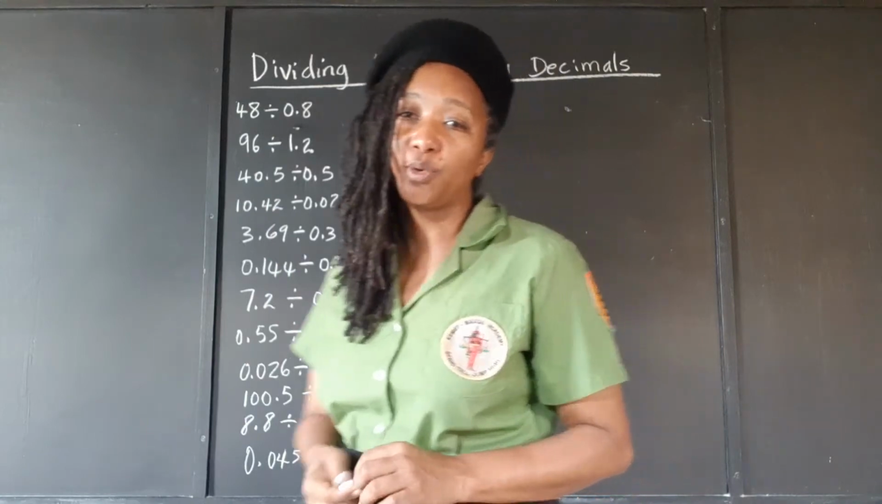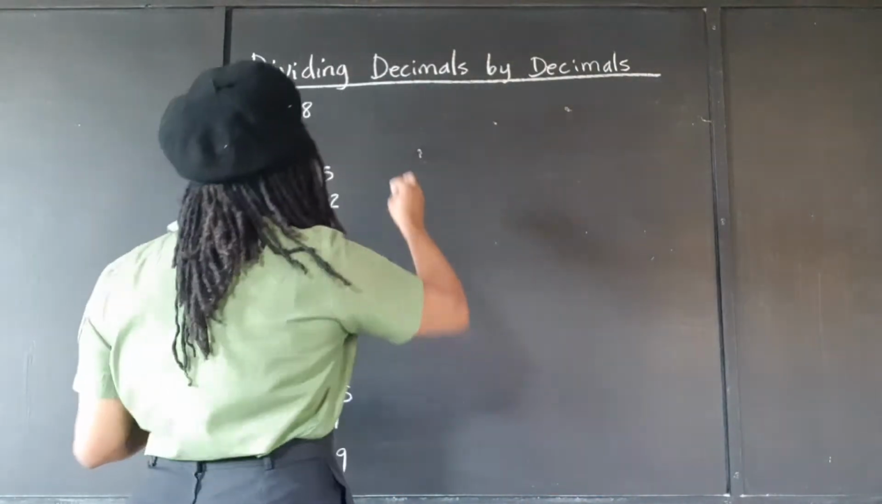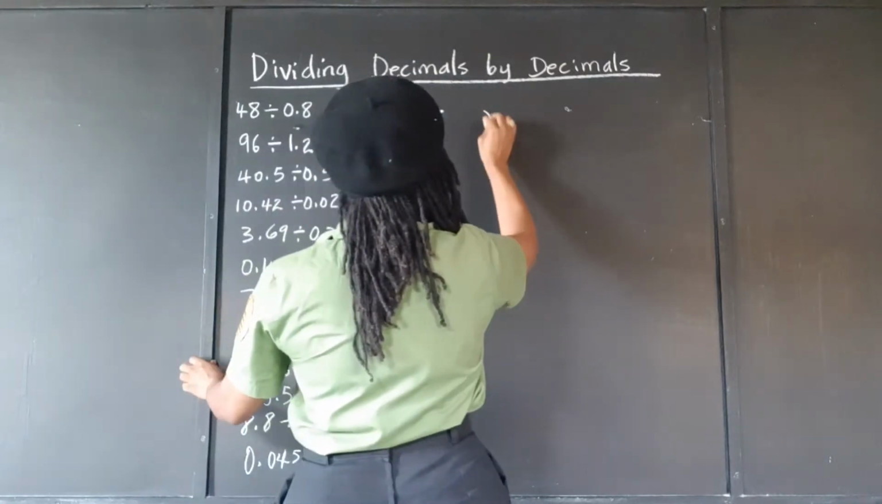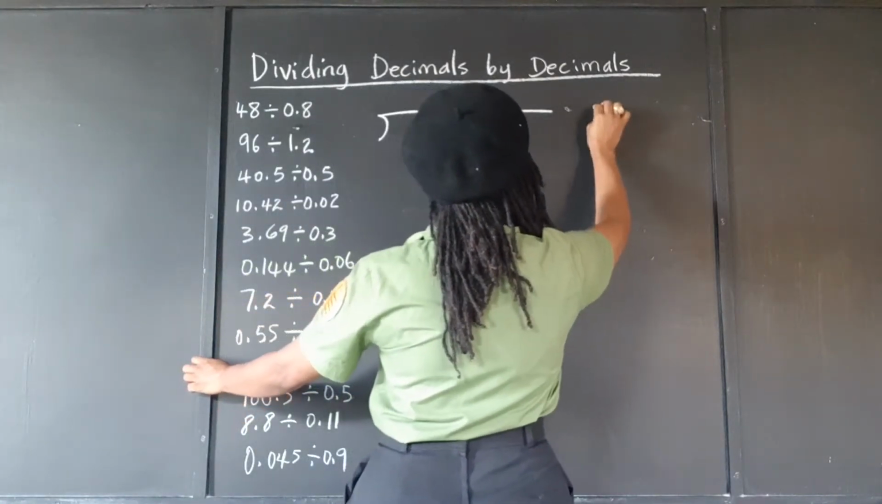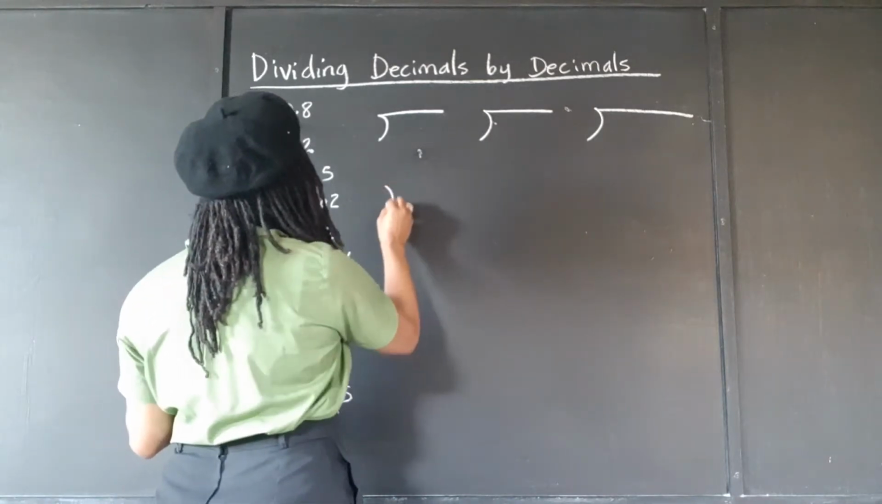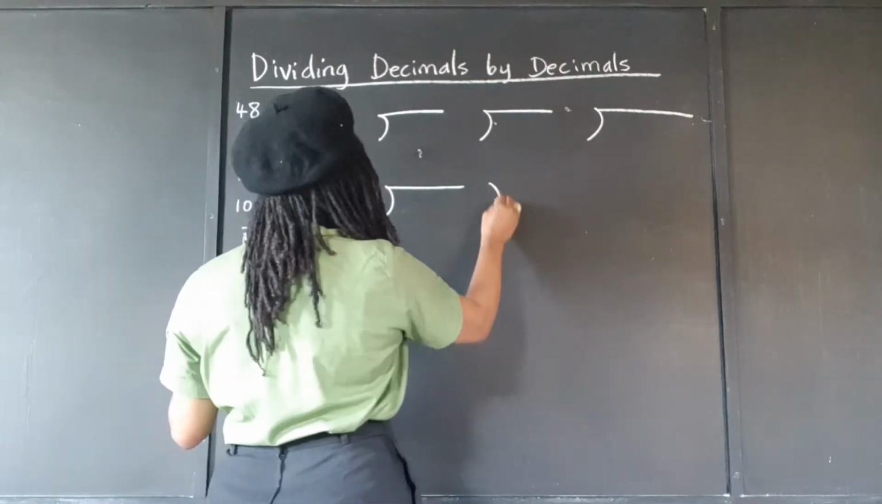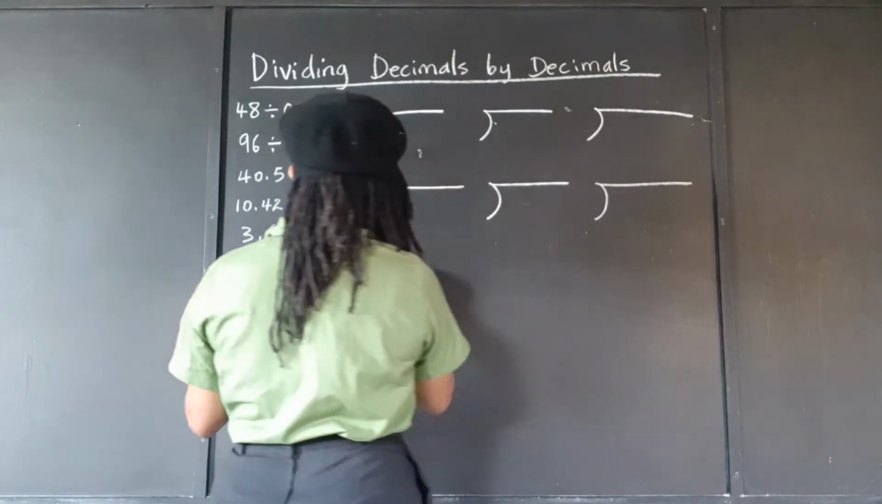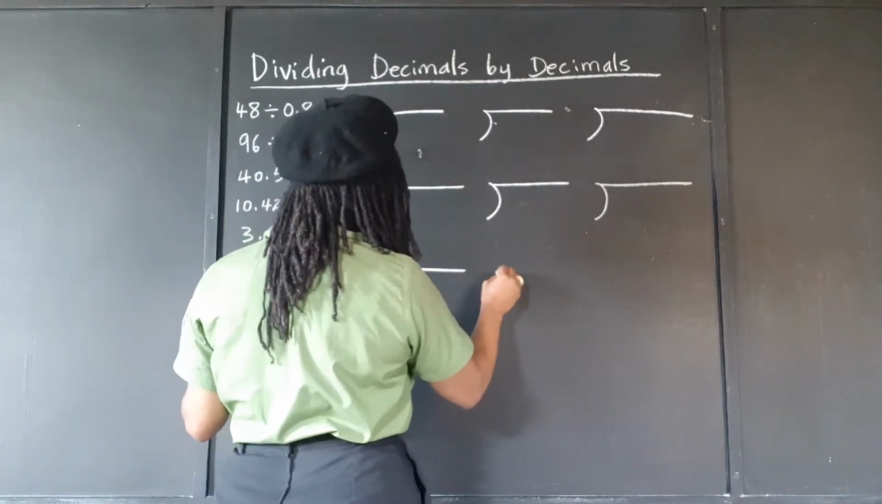What I'm going to do, though, is go ahead and put in my division brackets. I'm going to need 12 of them. There are 12 problems here. So I'm just going to do that real quick, because we're going to need them, right? We're going to set them out under the division brackets.